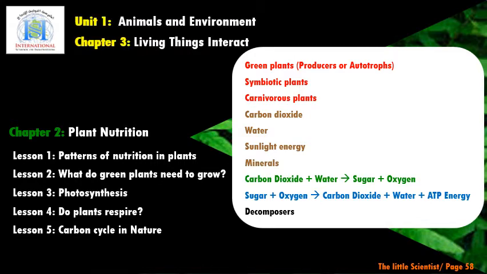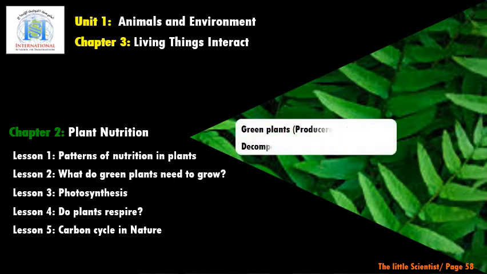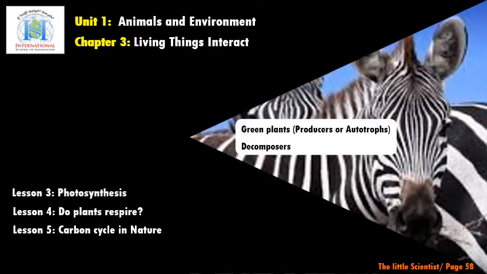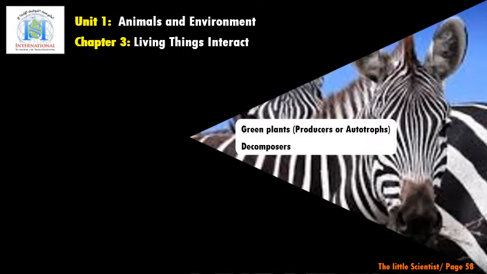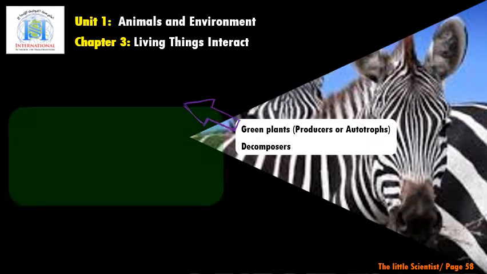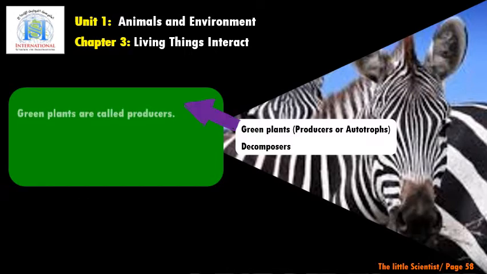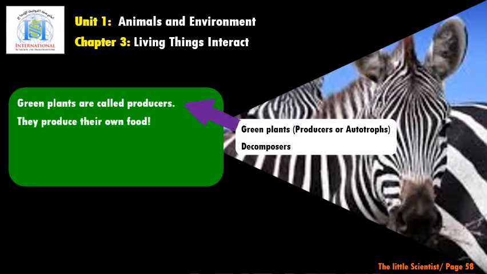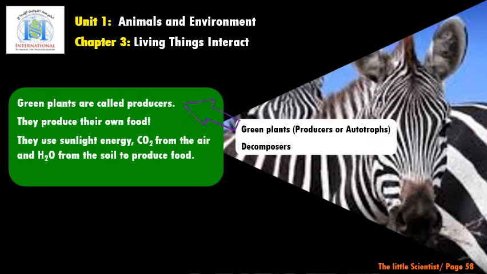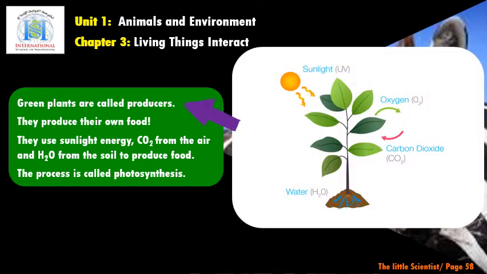This time we'll be talking about animal nutrition, and I will keep 2 words, producers and decomposers. What about producers? What do we mean by the word producers? Producers are organisms that produce their own food. To produce their food, which is a kind of sugar, these organisms combine carbon dioxide and water, in the presence of sunlight energy, to produce a sugar, and this process, the food making process, is called photosynthesis.